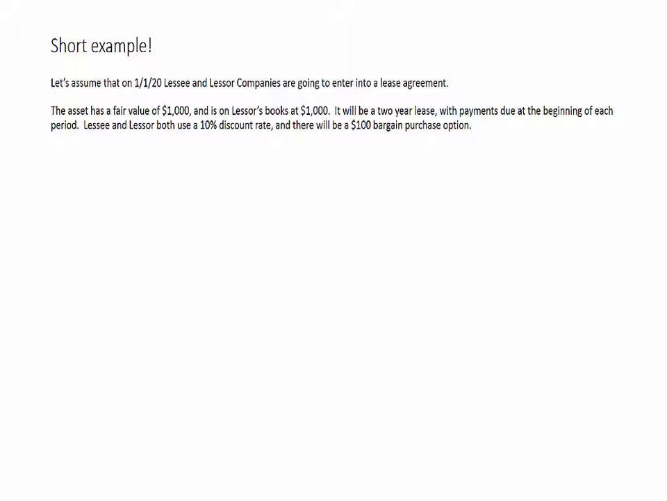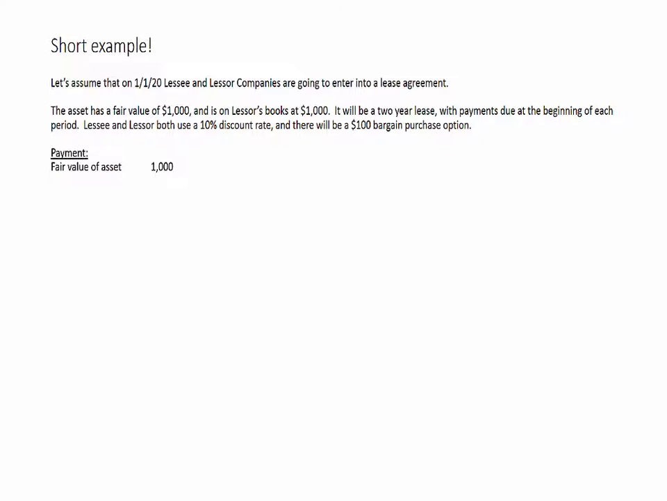So let's assume that on January 1st, 2020, lessee and lessor companies are going to enter into a lease agreement. The asset has a fair value of $1,000 and is on the lessor's books at $1,000. It's going to be a 2-year lease with payments due at the beginning of each period. Lessee and lessor both use a 10% discount rate, and there will be a $100 bargain purchase option.